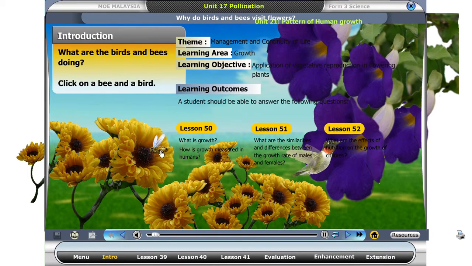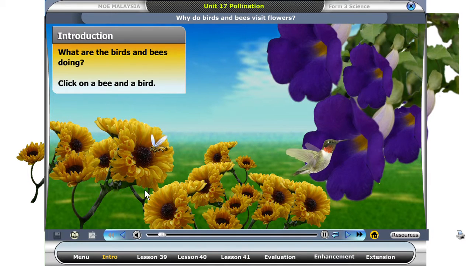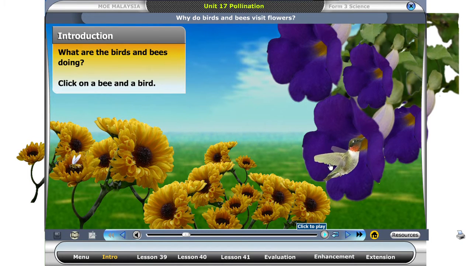Look at the birds and the bees in the garden. Click on a bee and a bird to see what they are doing. The bee is visiting all these flowers to collect nectar from them. The hummingbird is reaching the nectar found inside the flower with its long beak.